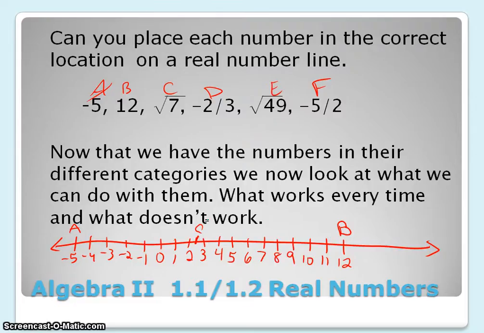So there's our C. -2/3 I know is going to be on the negative side and almost -1, so there we've got D. E, square root of 49, we know that is 7. And F, -5 halves, that's -2.5. So that's actually going to be right before C, so I'll just throw that in there. So there we've got our numbers on the number line.